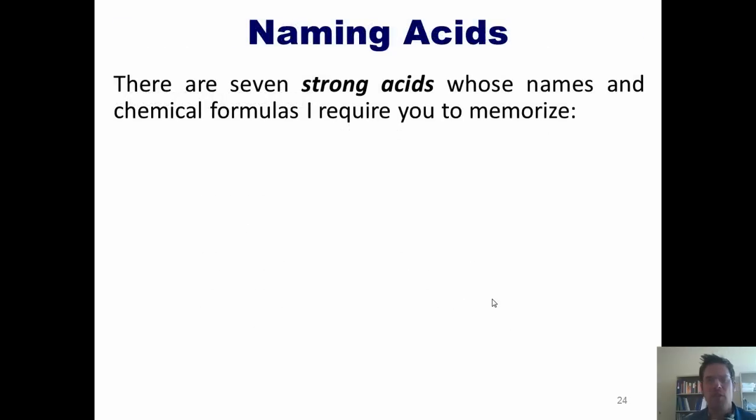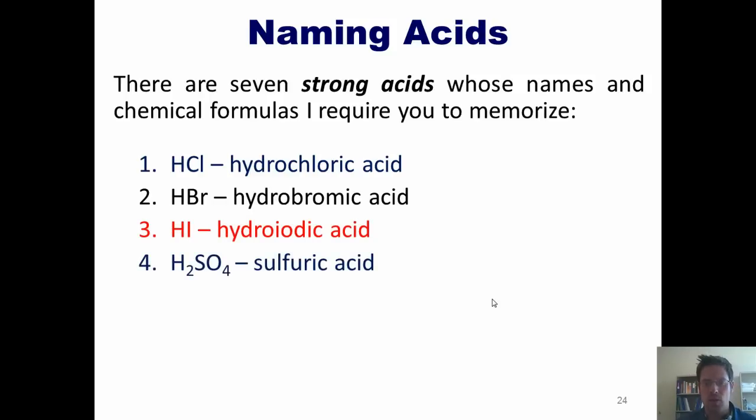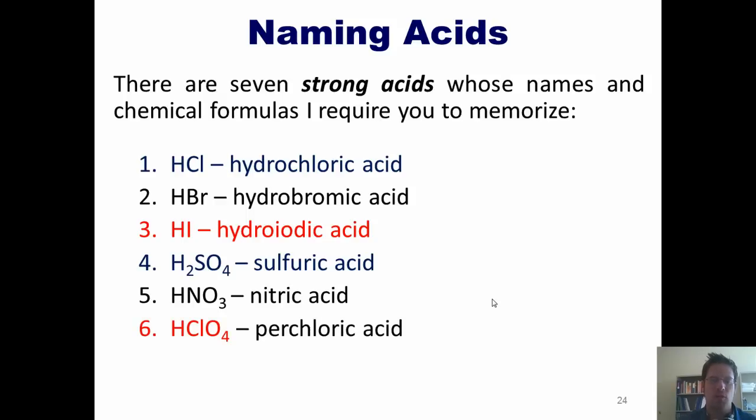We now arrive at our final topic for the day, and for this chapter, that of naming acids. This topic is pretty straightforward. As it turns out, there are 7 strong acids whose names and chemical formulas I require you to memorize. They are HCl, which is hydrochloric acid, HBr, hydrobromic acid, HI, which is hydroiodic acid, H2SO4, which is sulfuric acid, HNO3, which is nitric acid, HClO4, which is perchloric acid, and H3PO4, which is phosphoric acid.